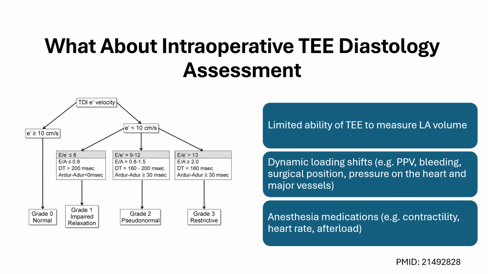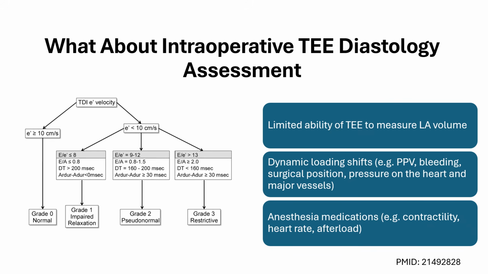So what about intraoperative TEE diastolic assessment? Unfortunately, TEE compared to TTE has a very limited ability to measure left atrial volume accurately. On average, we tend to underestimate the left atrial volume with TEE by approximately 9%. We also have dynamic load shifts, such as bleeding, surgical position, surgical pressure on the heart and major vessels, and positive pressure ventilation, which may complicate the diastolic assessment. Obviously, our anesthesia medications affect contractility, heart rate, preload and afterload.